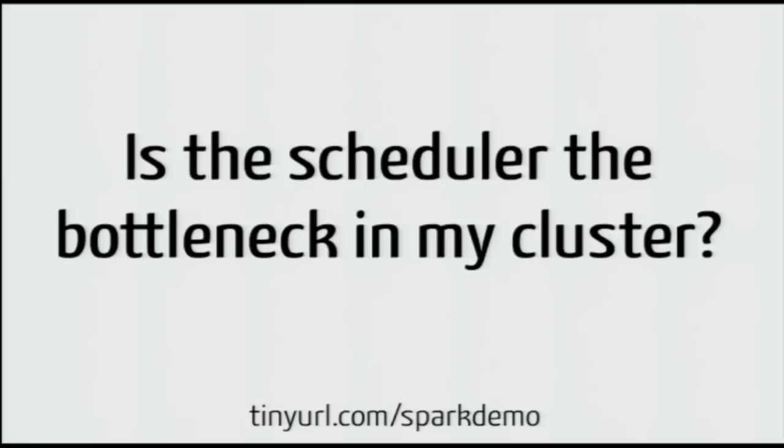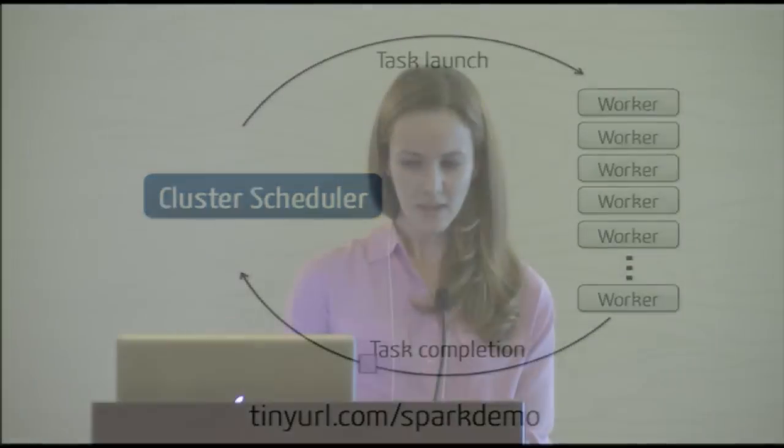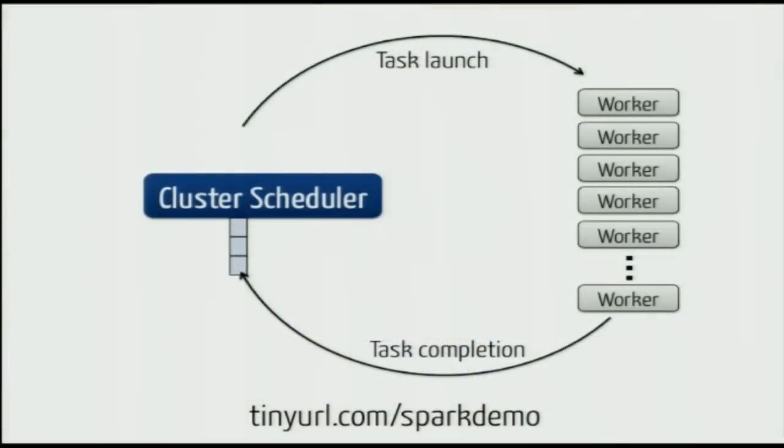So what happens when the scheduler is actually the bottleneck? There's this component in Spark called the cluster scheduler, and it's responsible for launching tasks on worker machines. When the worker machines finish the tasks, they send a message back to the scheduler. The scheduler notices that a worker's free, and it launches another task. And this process keeps going. But if you're trying to run tasks that are too short, or you're using a cluster that's larger than the Spark scheduler can handle, what will happen is that tasks will start queuing up at the scheduler. So there are worker machines that aren't in use because the message saying that a task is completed is still waiting to be processed at the scheduler.